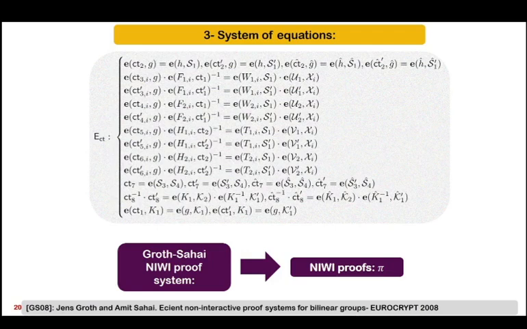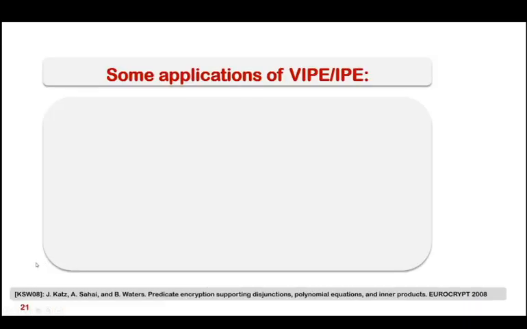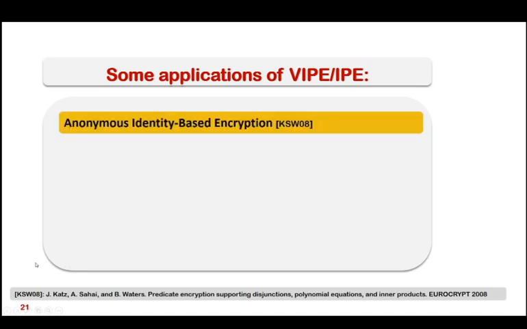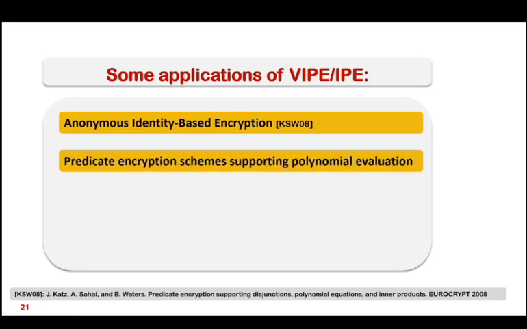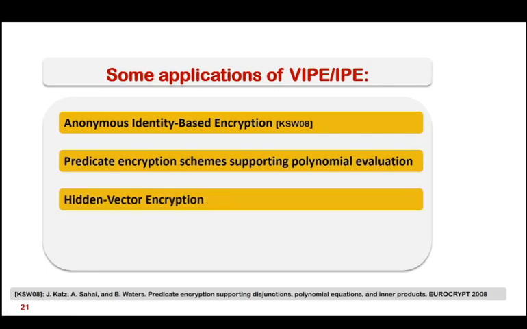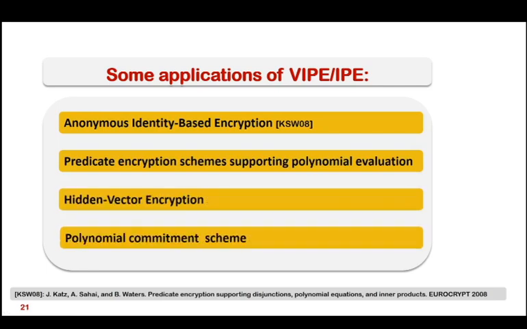Okay, I'm almost done, and in the last part, I'd like to briefly talk about the application of VIPE. There are many applications for IPE and VIPE. For example, anonymous identity-based encryption schemes, predicate encryption schemes supporting polynomial evaluation, hidden vector encryption, and polynomial commitment schemes.